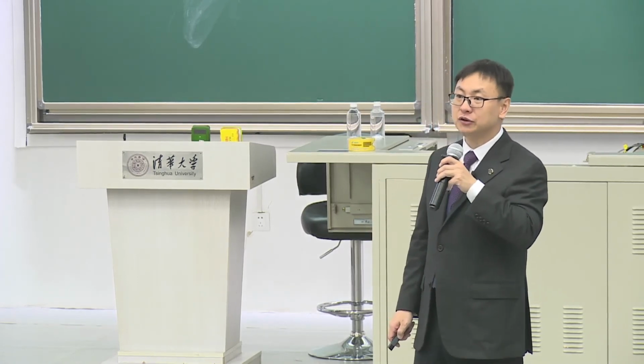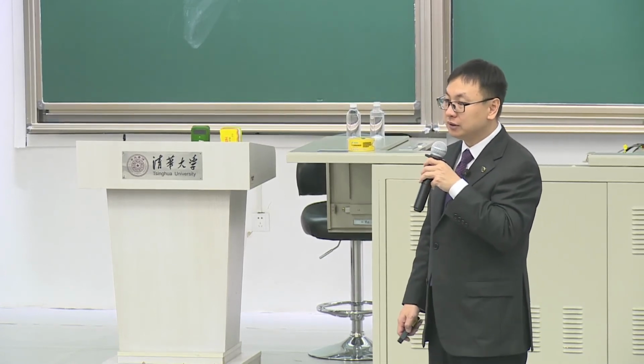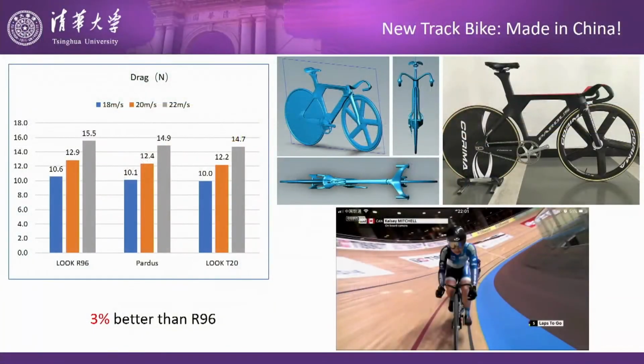Also, we are trying to make a new track bike ourselves. Now we are buying track bikes from Look. In real, it's called R96, and this year, Tokyo 2020, so it's T20. The Pardos is a company of Taishan Group. We cooperate together. I designed the aerodynamic tube, and they manufacture the whole bike.